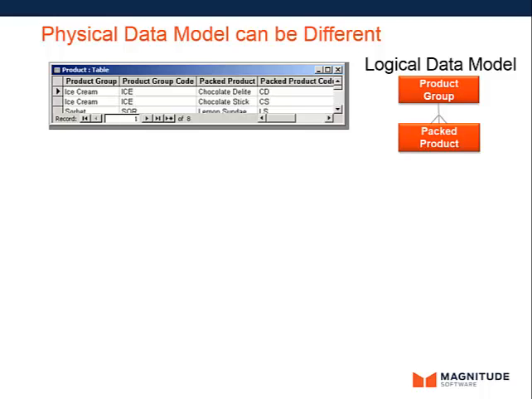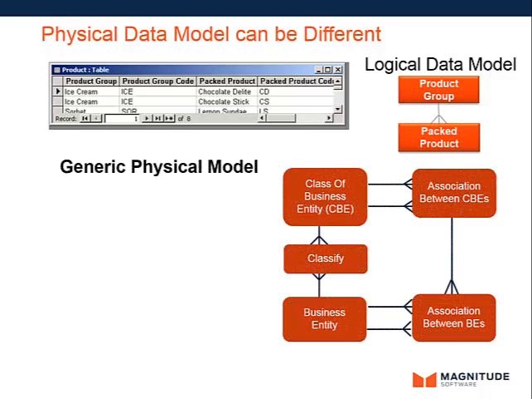So here we've got a model that is the product group and the pack product, just as a single relationship. And we've got some data here which shows the product groups as ice cream and the pack products as chocolate delight and chocolate stick. So what's the physical model look like? Well, this is the physical model for this particular data.